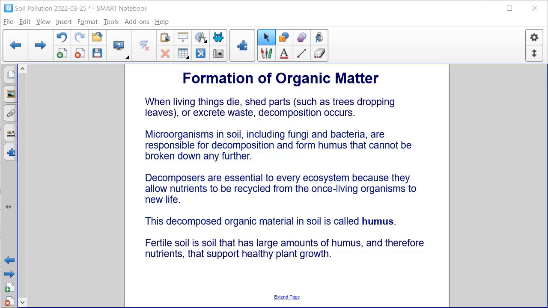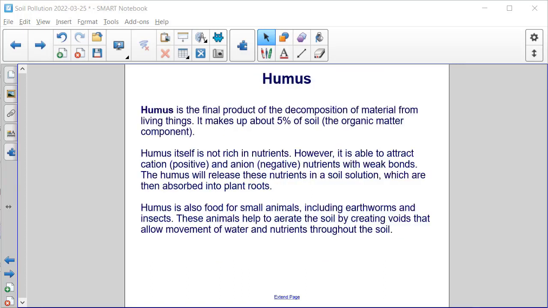Decomposers are essential to every ecosystem because they allow nutrients to be recycled from the once living organisms to new life. This decomposed organic material in soil is called humus. Fertile soil is soil that has large amounts of humus and therefore nutrients that support healthy plant growth.